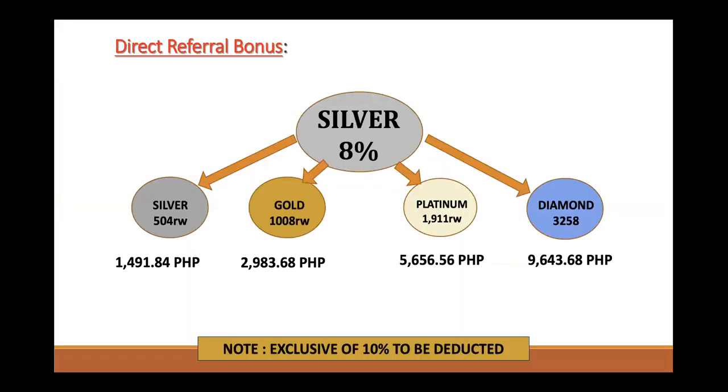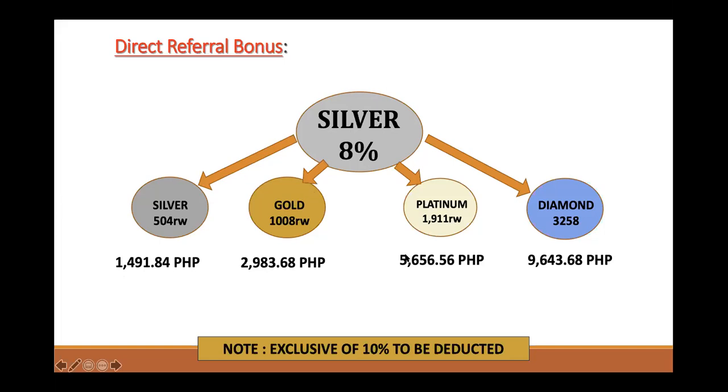All right. Now let's take, for example, let's say you register yourself as a silver account with 1 bottle. Your referral bonus would be 8%. And let's take, for example, if you are a silver and you sponsor somebody who is also a silver, you take a look, it is only 504 RW. So your referral bonus is 8%. Your income is 1,491.84.